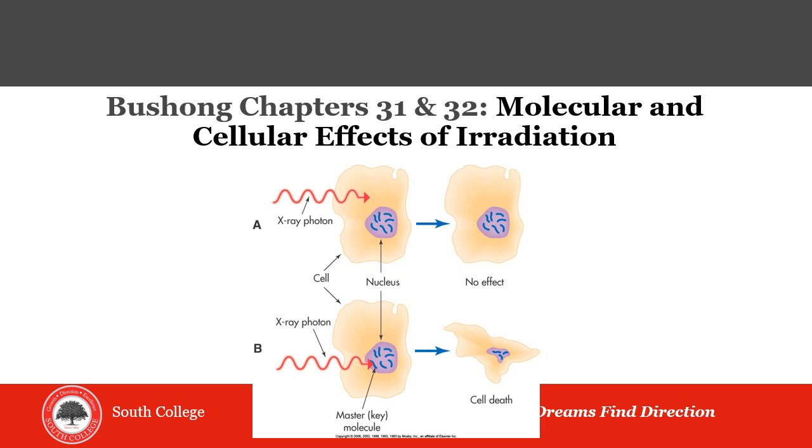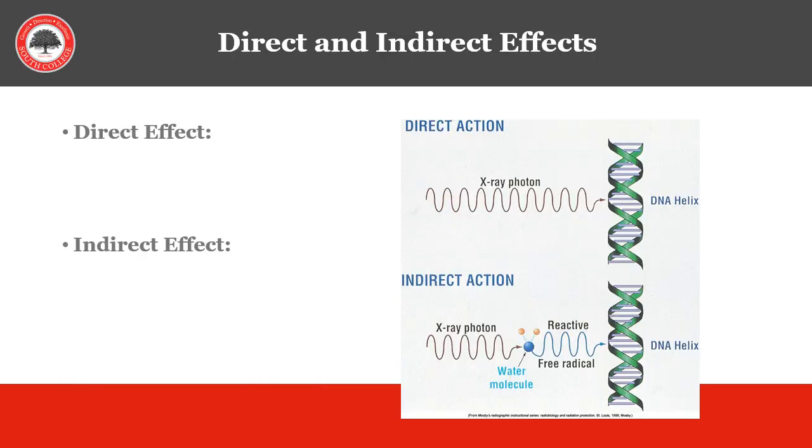Let's talk about X-rays hitting cells and what that effect might be. The first concept to talk about are direct and indirect effects. Direct effect, otherwise called direct action, is where an X-ray photon directly hits DNA and causes damage. So here's a double helix configuration for DNA. X-rays hit it, cause damage. Done. That's what a direct hit is.